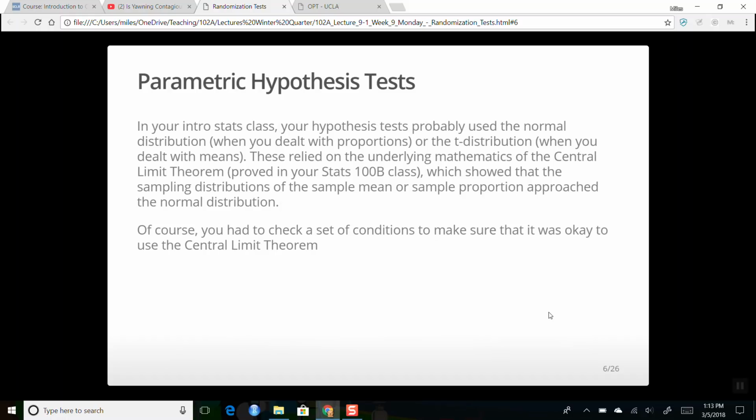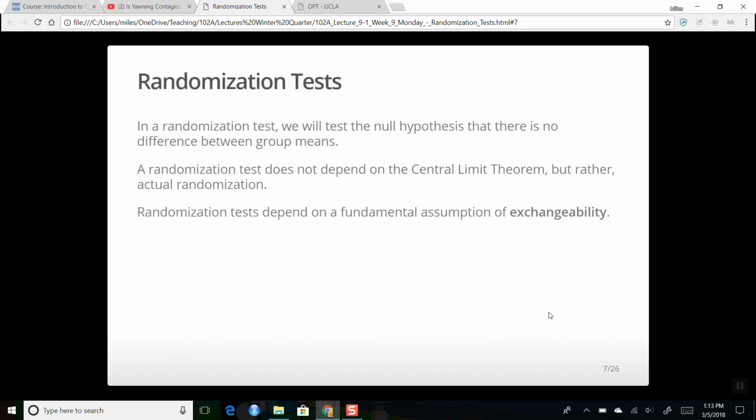And so those tests are known as parametric hypothesis tests because they depend on a distribution that is defined by parameters. Okay, you probably had to prove the central limit theorem or at least derive the central limit theorem in your 100B class, maybe. That's what we have. Okay.